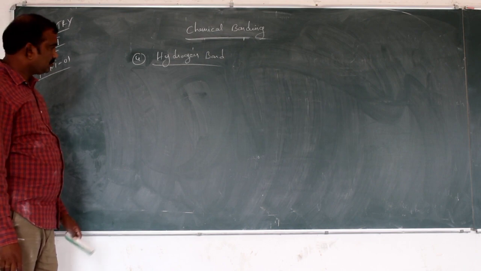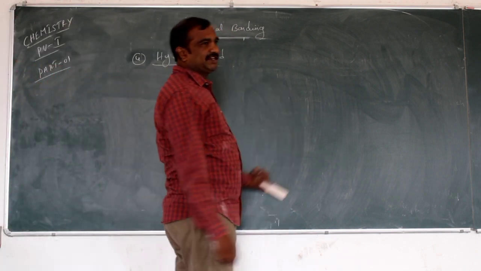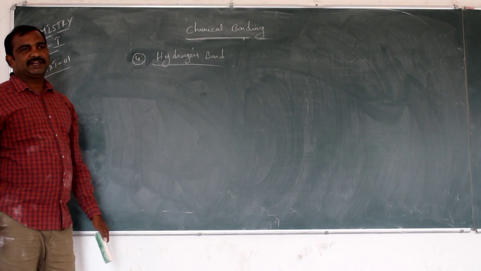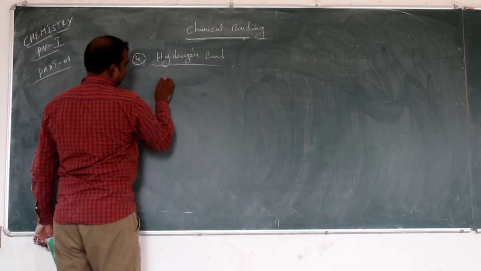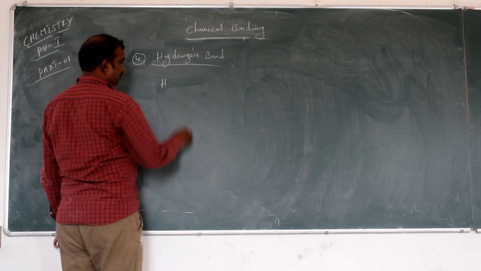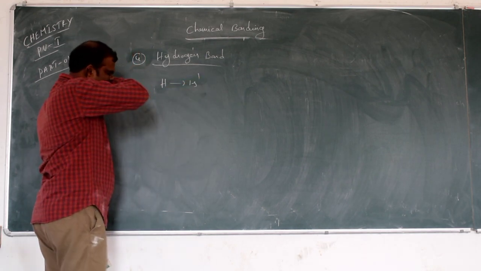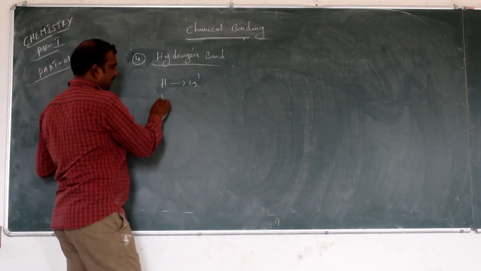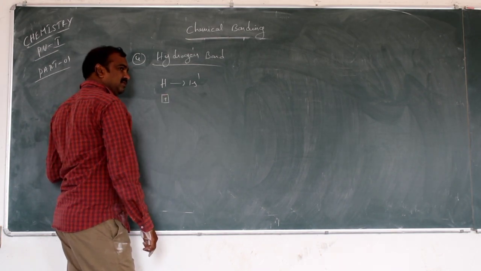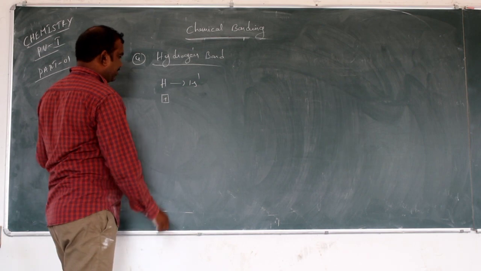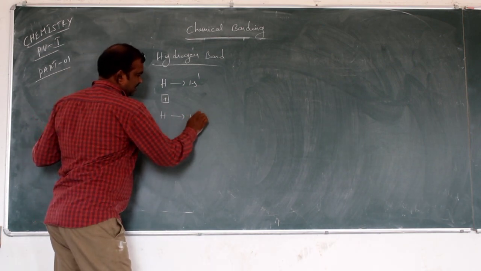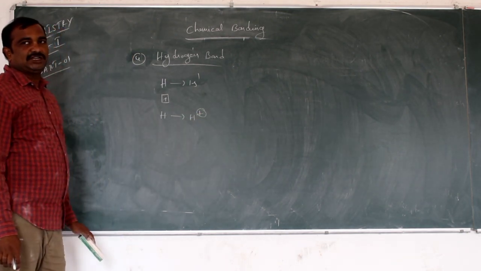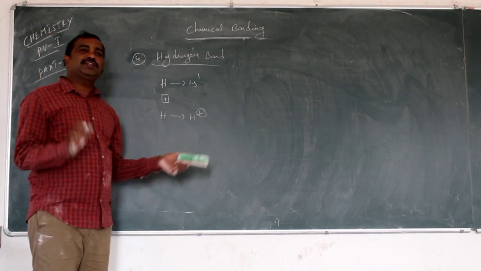Look at here, the name itself tells it. Hydrogen bond means hydrogen is making a bond with other atoms. What is the configuration of hydrogen? Hydrogen has 1s1 configuration, which means it has 1 electron. So what is the charge of hydrogen? It becomes H plus, not H minus. So it is a partially positive charge, meaning a single positive charge.